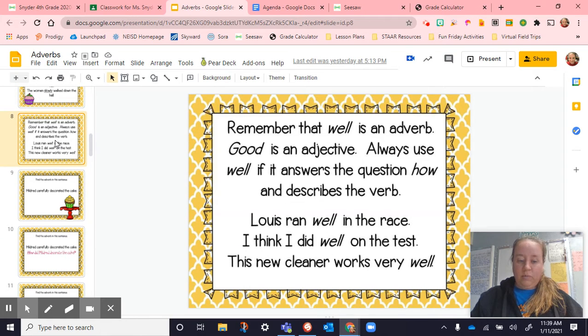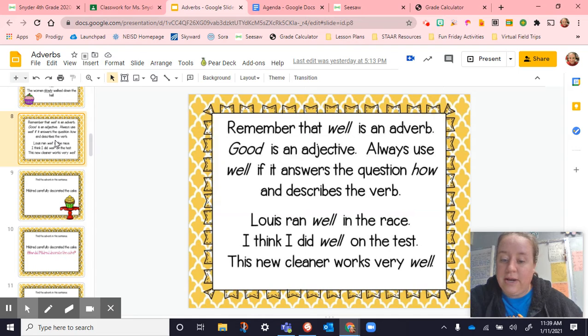And then we talked about this one. Good is an adjective. So good is describing something. So if you say, how was the chocolate cupcake? You could say it was good. Remember that well is an adverb. So use well if it's answering the question how and describes the verb.